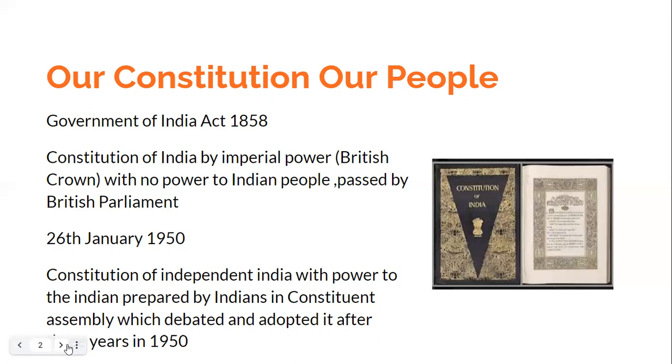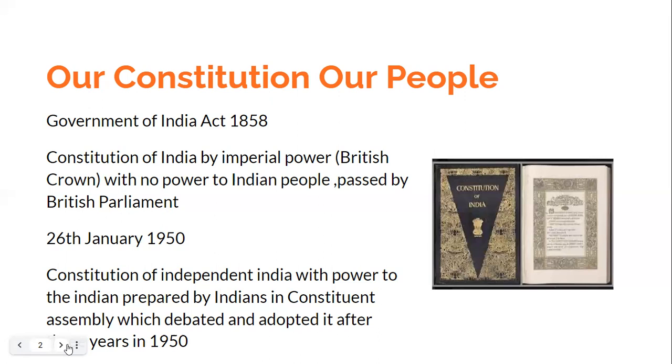And that obviously was not our constitution because it was not framed by our people. It was the constitution of India by the imperial power, the British Crown, with absolutely no power to the Indian people. It was the constitution which was passed by the British Parliament. So then why do we discuss this? We need to discuss this because it is an interesting story as to how this act finally was modified, not willingly, but because of the struggle of the Indian people to make this constitution more participative.